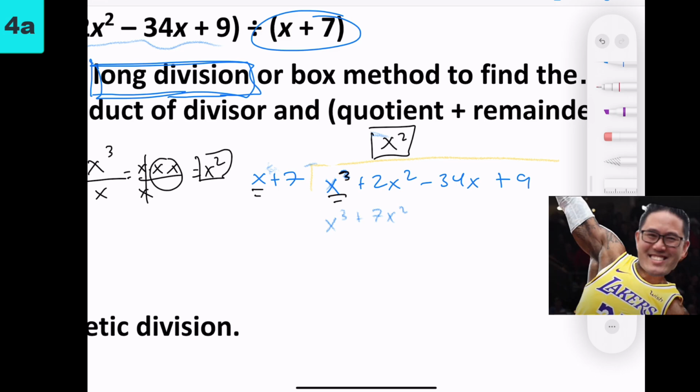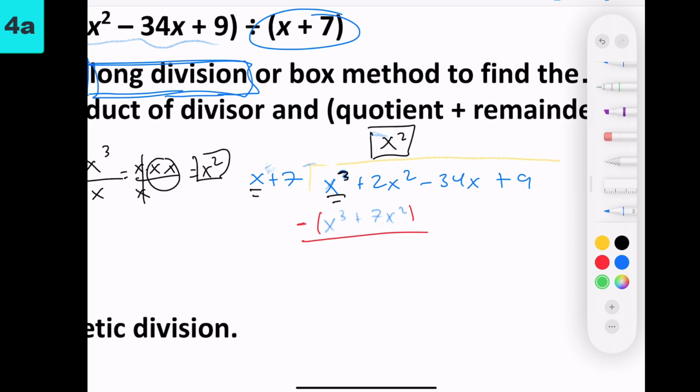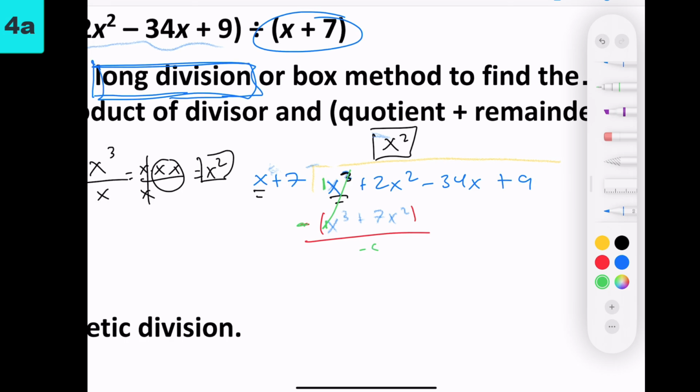Okay, this is the hard part for students right here. You're going to have to subtract. So 1 minus 1 gives you 0, so I don't have to write that, they cancel. And then now pay attention, 2 minus 7 is negative 5.